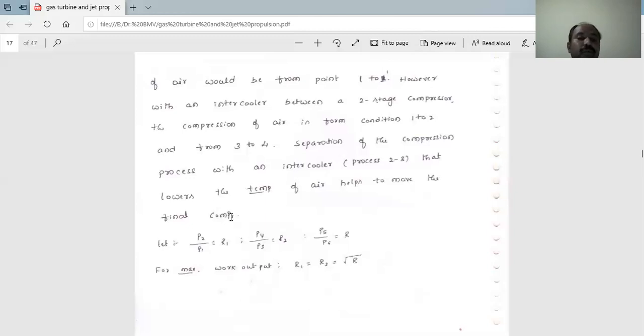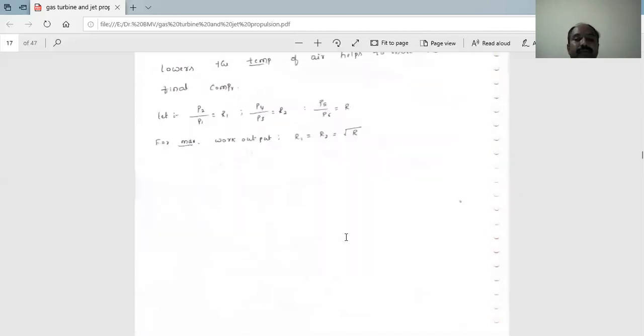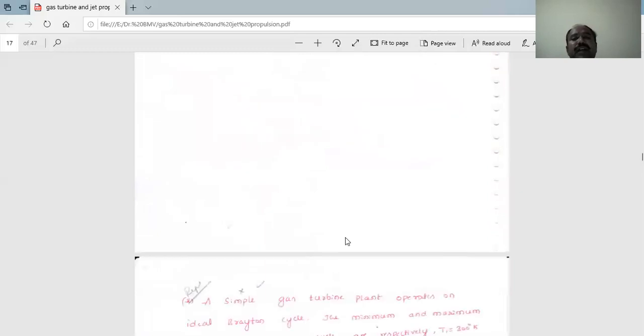Okay, here R1 is the low pressure compressor pressure ratio. Here R2 is the high pressure compressor pressure ratio. Capital R is the expansion process, that is P5 divided by P6. Okay, then this is all about the multi-stage compression process.